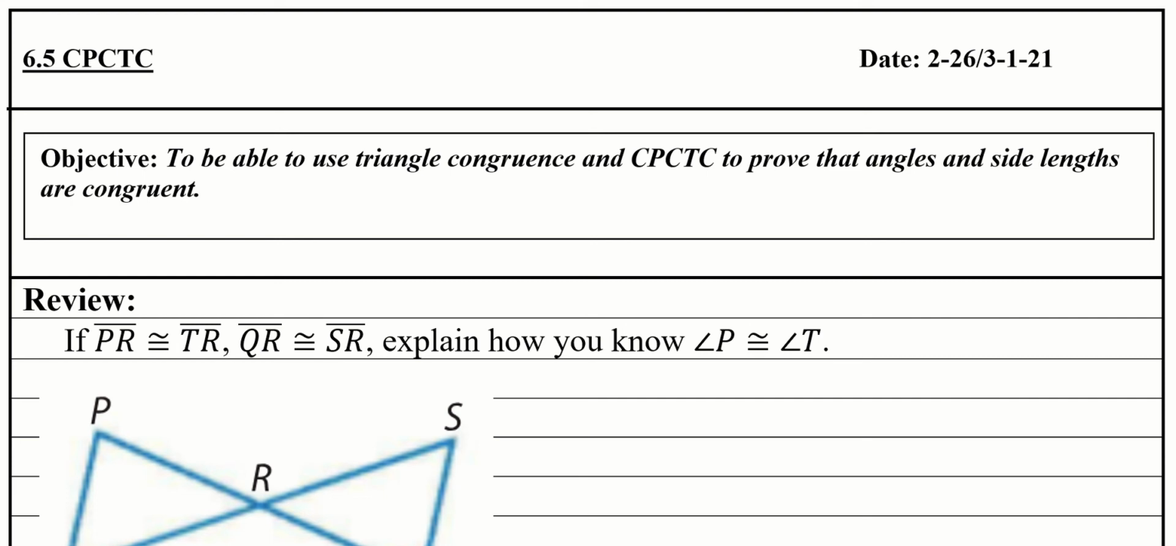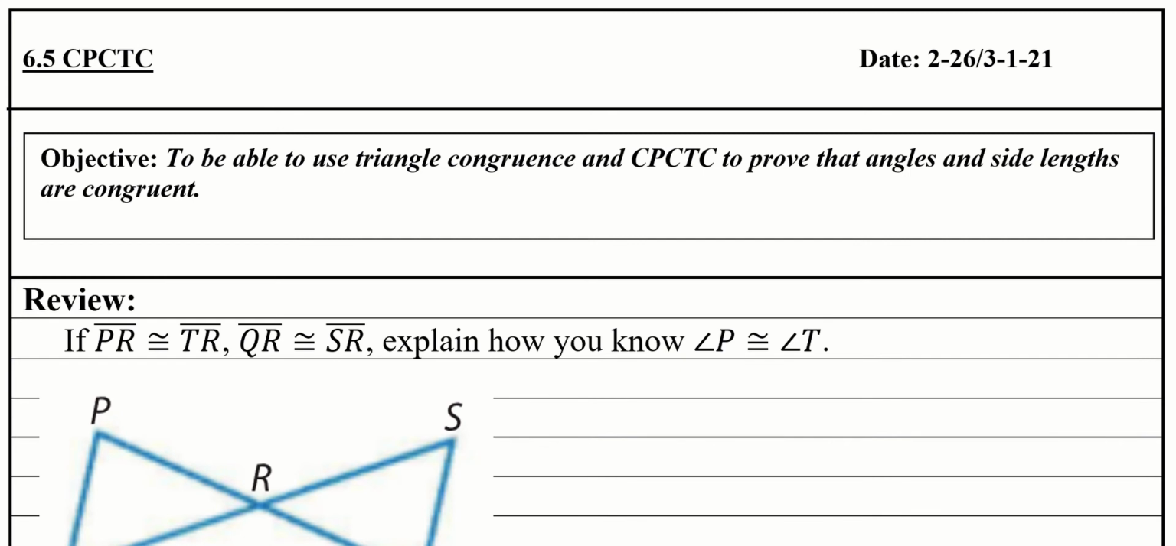All right, so we'll go ahead and start our last section of notes for this unit. So this is going to be 6.5, and this is going to be called CPCTC. And the date that we're doing this is either the 26th of February or the 1st of March, depending on what period you have this class.